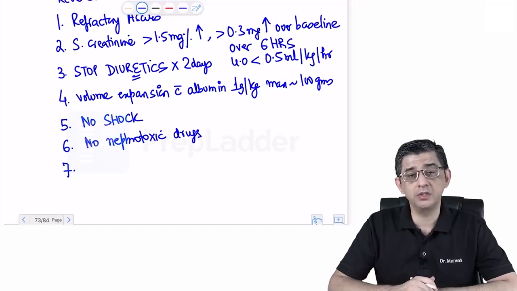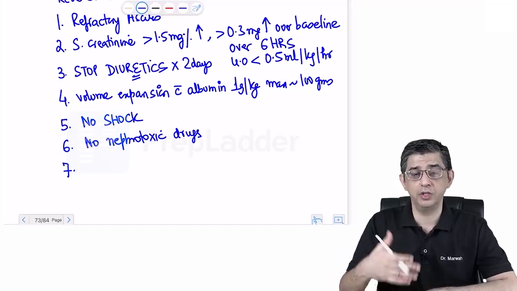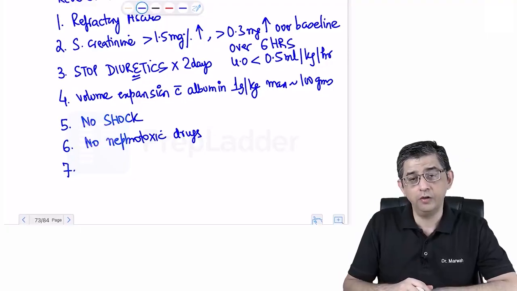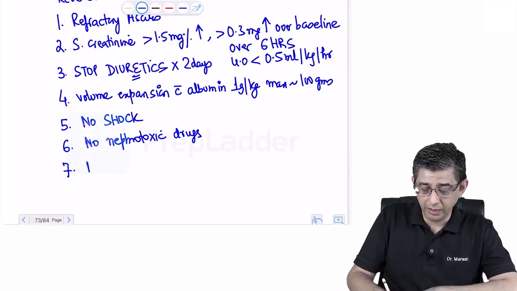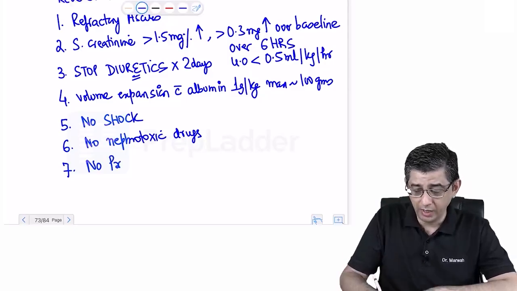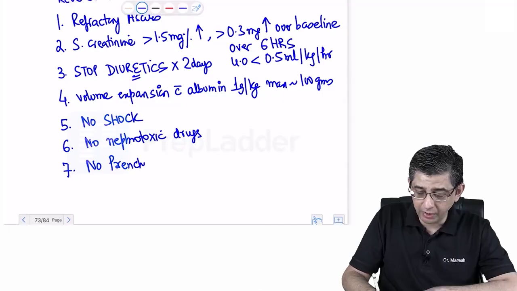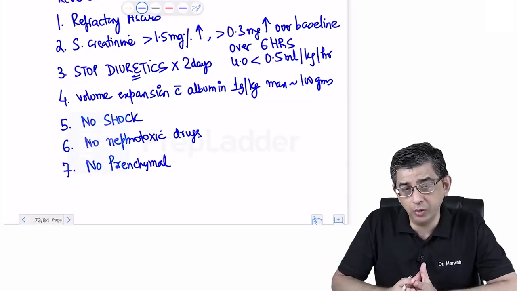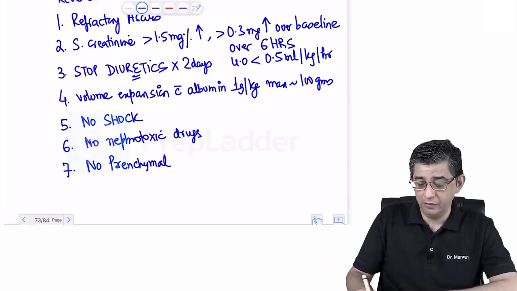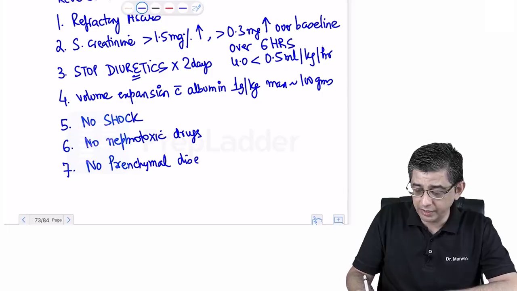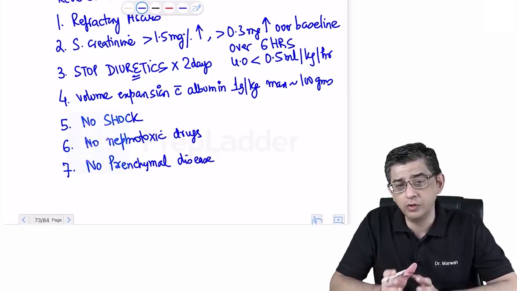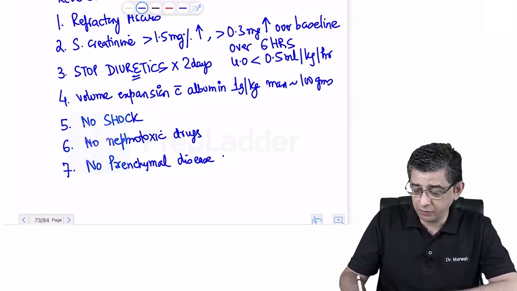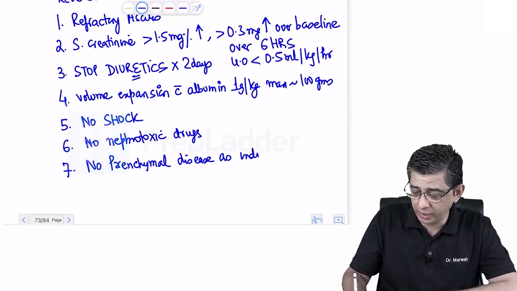I also need to demonstrate there are no nephrotoxic drugs. Why? Because they would contribute to the renal variety of renal failure. And similarly, I need to rule out parenchymal disease. I can do an ultrasound here and rule out parenchymal disease, as well as post-renal or obstructive causes. When I say no parenchymal disease, it's not only an ultrasound, but I would also like to have some objective evidence as well. So let's look at how we identify parenchymal disease.